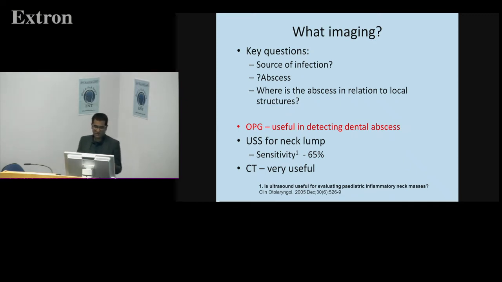Ultrasound is good, but I think from my talk on Friday, the gold standard for deep neck space infection is CT scan. Submandibular abscess, I think in small children, particularly if they need a GA for a CT scan, I think ultrasound is reasonable. But certainly, if you suspect something in the parapharyngeal or retropharyngeal space, then you probably do need a CT scan. But certainly in the submandibular space, I think ultrasound is reasonable.